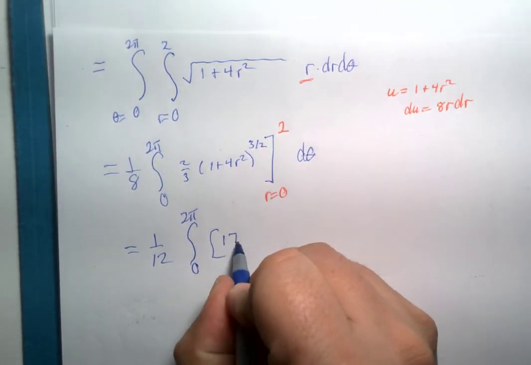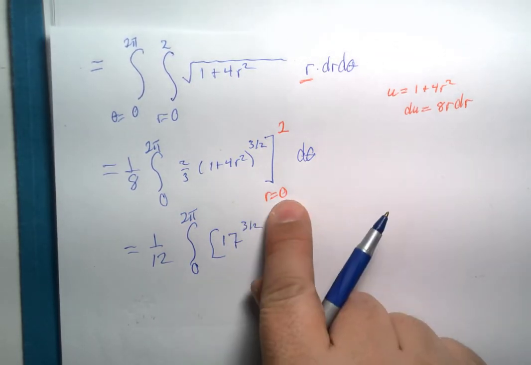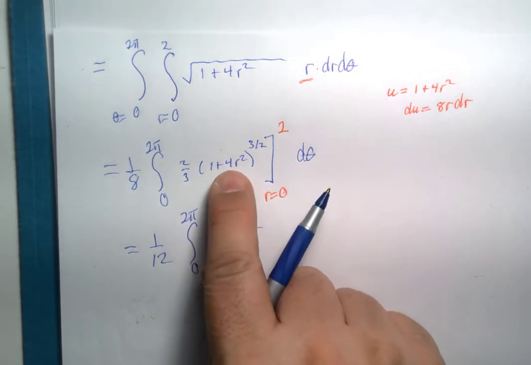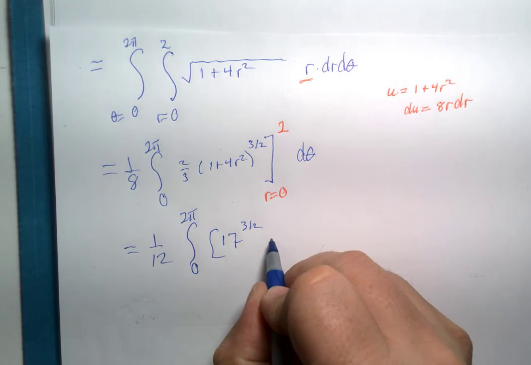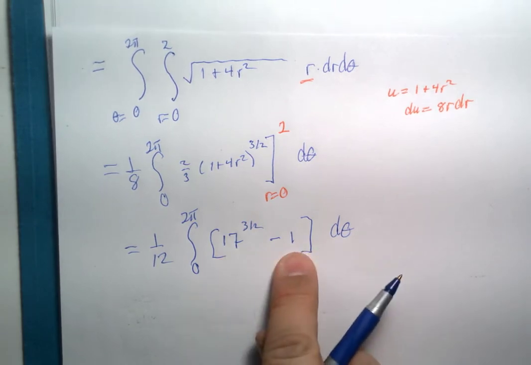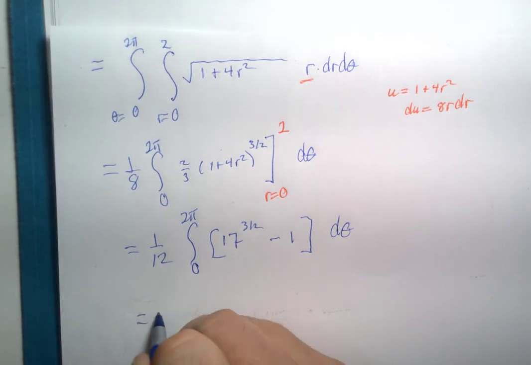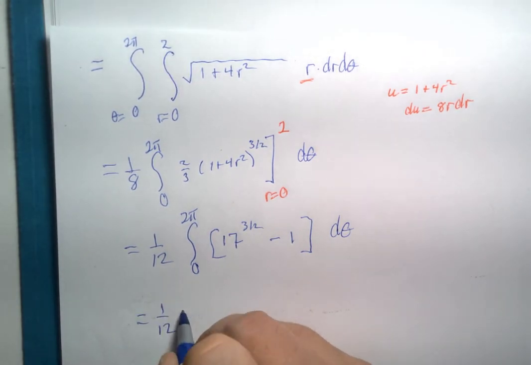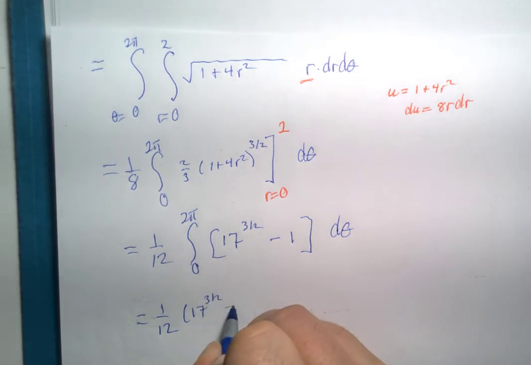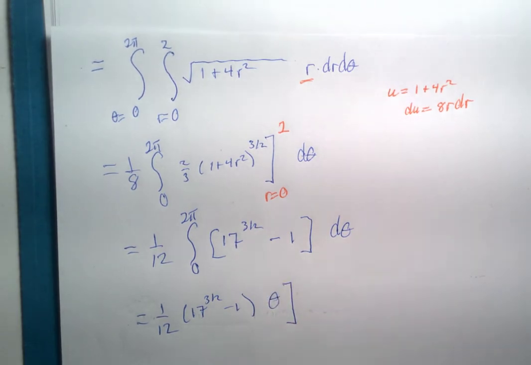And what do I have here? That was 17 to the 3/2 power. Remember, you do have a pause button if I'm moving too quickly. r equals 0: 1 plus 0 is 1. 1 to the 3 halves is just 1. And because this is a numerical value, it is a constant. Constants can factor out. I get 1/12 times 17 to the 3 halves power minus 1. And then the integral of d theta is just theta, and theta goes from 0 to 2 pi.